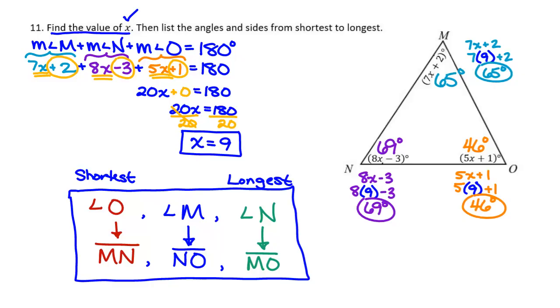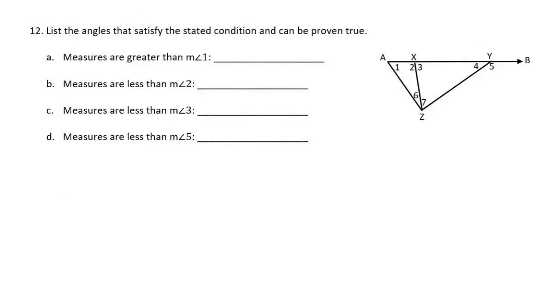We have one last problem that we're going to look at today. Problem number 12. And this gives us a chance to go back and revisit the first couple problems we did yesterday in your notes. So if you want to flip back to page 10 and look at examples 1 and 2 while we're doing this, that might help you a little bit. It says, list the angles that satisfy the stated condition and can be proven true.